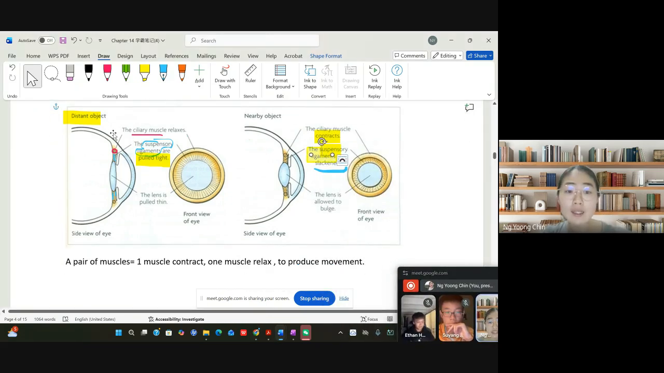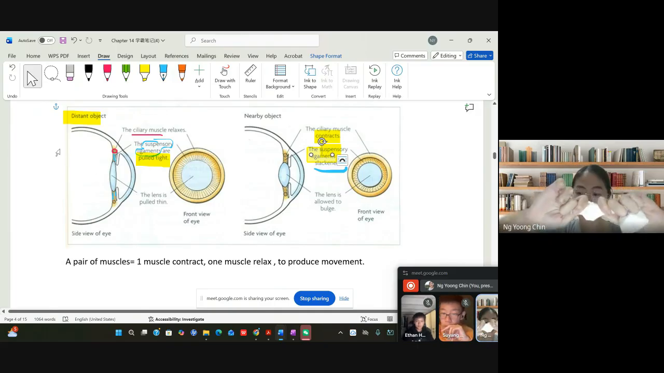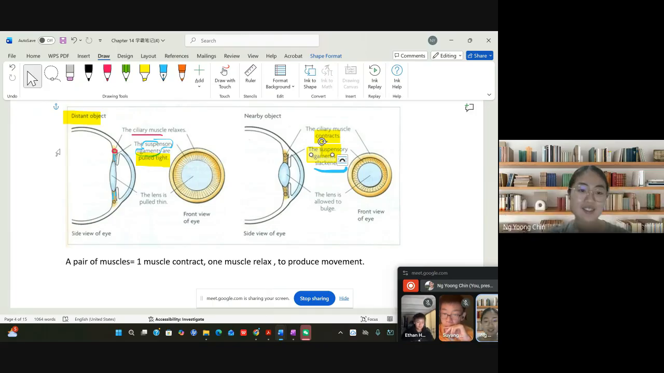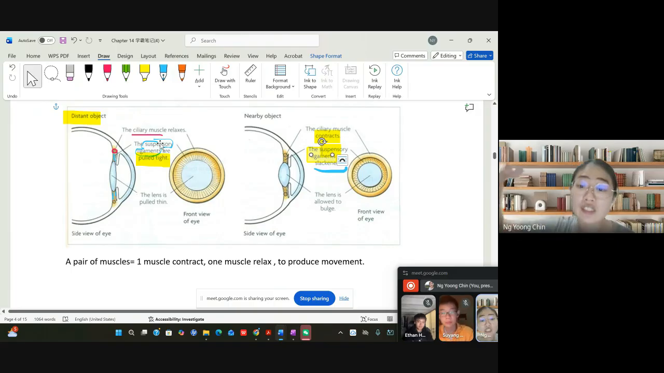And then what happens with a distant object? The suspension ligaments pull tight on the lens, like when you're pulling a cloth, like this. The lens becomes very, very thin because you're pulling on it. So whenever the suspension ligaments pull on the lens and it becomes very thin, the ciliary muscle relaxes. So this is called accommodation, the change in the thickness of the lens.